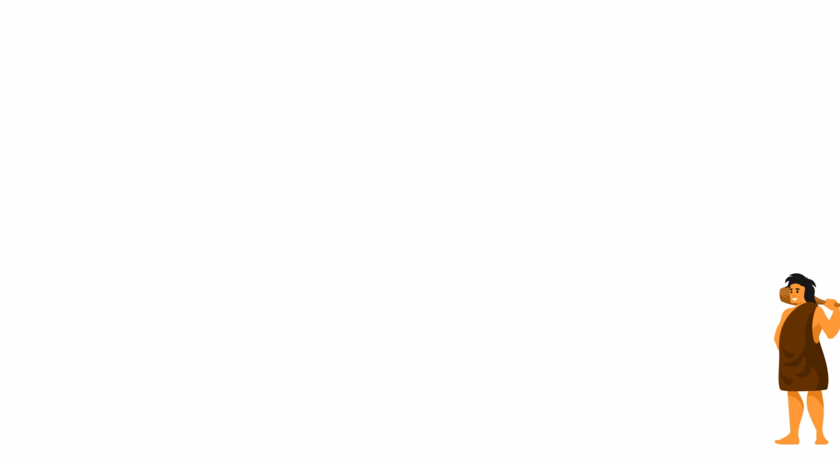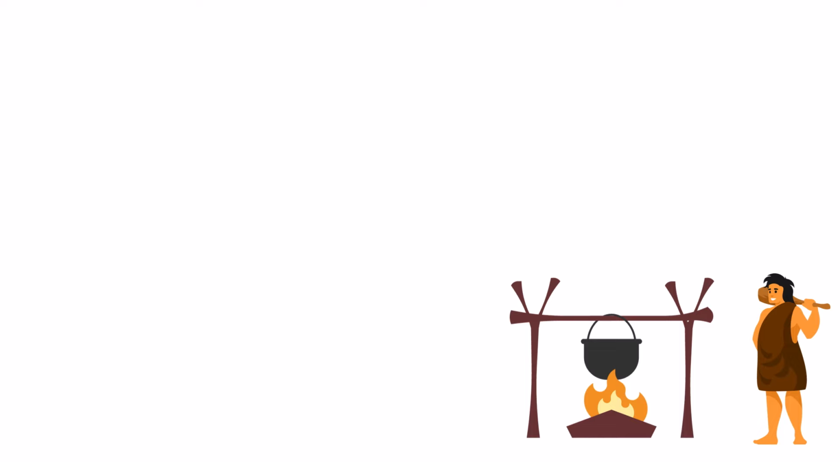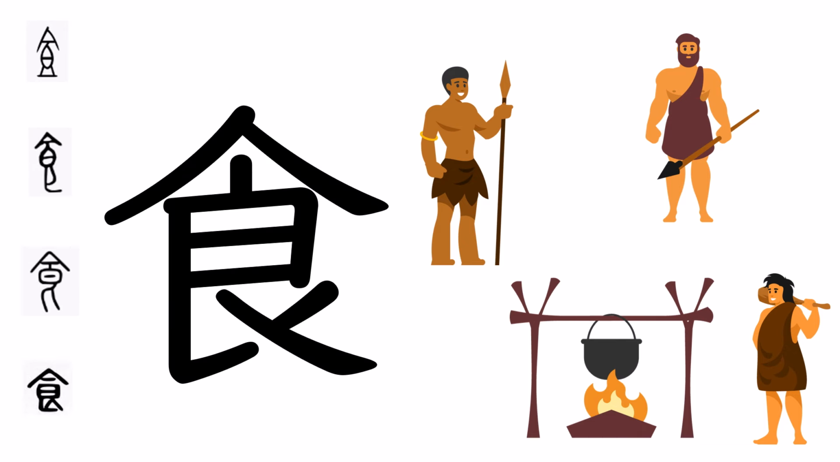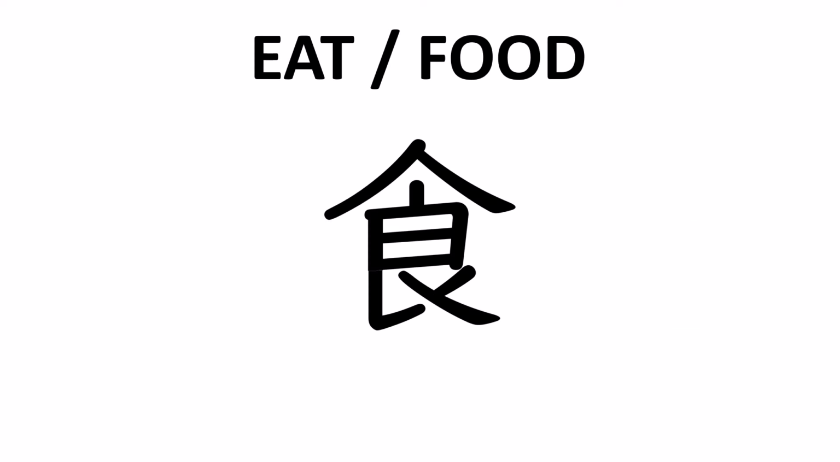Back in the old days, food was not just a choice, it was survival, and every meal was earned, not ordered. And in ancient Japan, one kanji came to represent the most basic human act, to eat. At first glance, this kanji looks complex, but once you see the story, it is unforgettable.